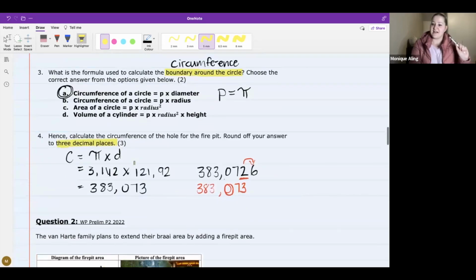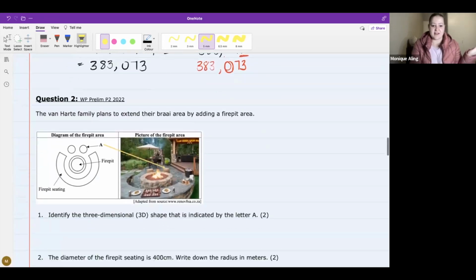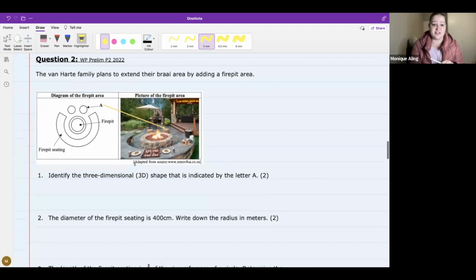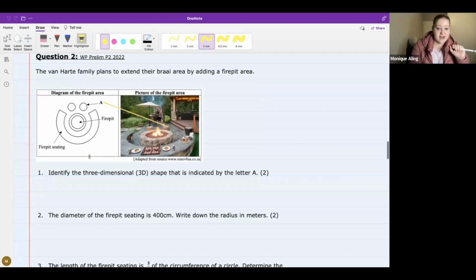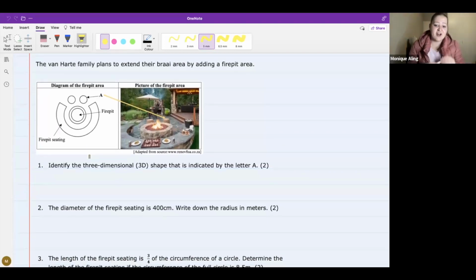Not a bad question. Let's try another volume one. And I think the fire pit questions were really popular last year because here's another one. This one is from the Western Cape paper. The Van Hart family plans to extend their braai area by adding a fire pit area. They're giving us a diagram of what it looks like as well as the real life picture. In question 1, it says, identify the 3-dimensional shape that is indicated by the letter A.